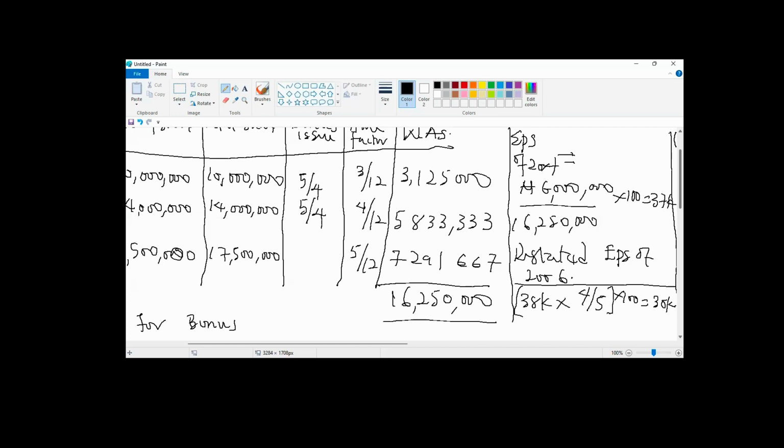What will be the weighted average number of shares next year, 2008? I should get 16,50. Yes, that's what students used to say, or straight.